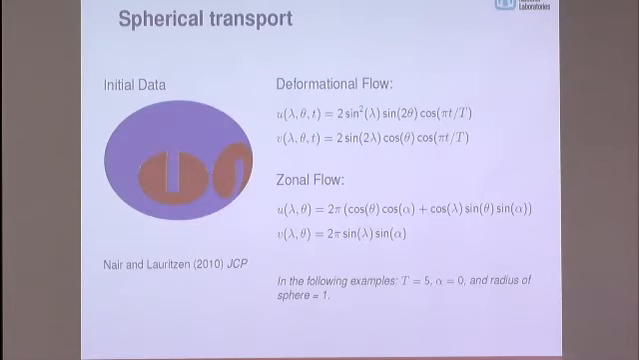So I'm going to talk about a couple examples. In both of them, we're starting from the same initial data, and that's these notched cylinders. We're using a deformational flow field, and I think we've seen these a few times, both today and a little bit yesterday. And then we're using a zonal flow, so just a simple transport.